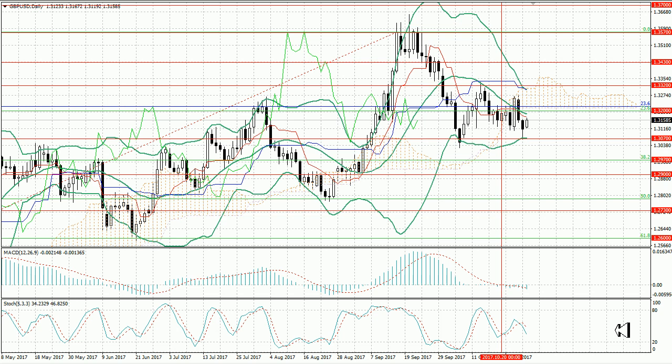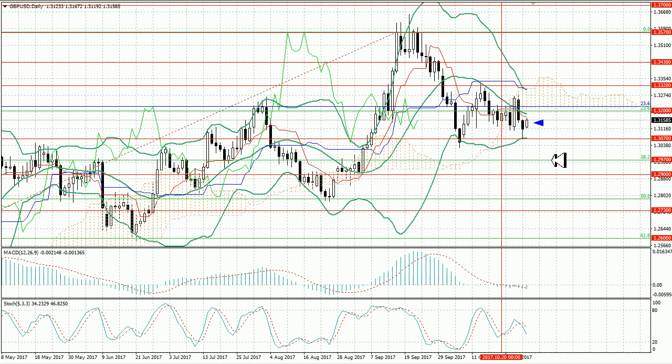The pair pound to dollar had mixed dynamics last week and is now trading at 1.3140. The most prominent feature of the week will be the decision of the Bank of England on the interest rate. The market is not sure whether the regulator will attempt to increase it. Therefore, the traders are cautious.